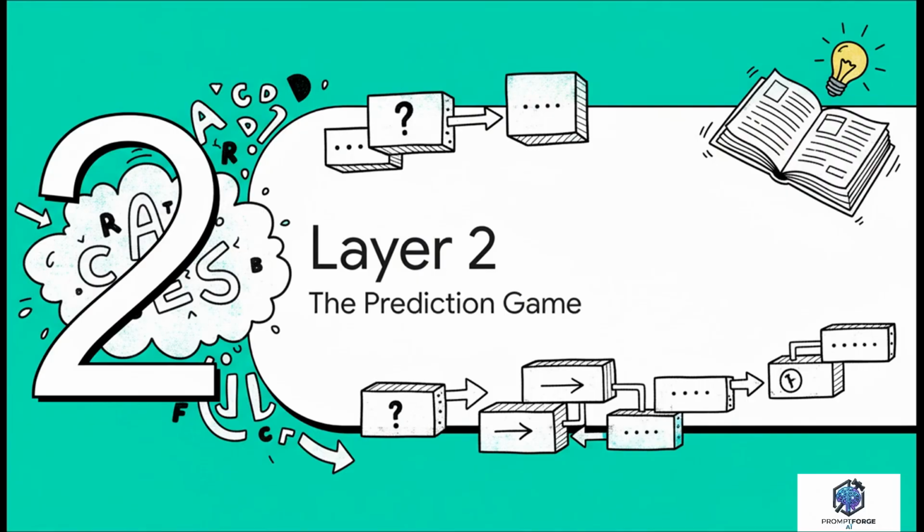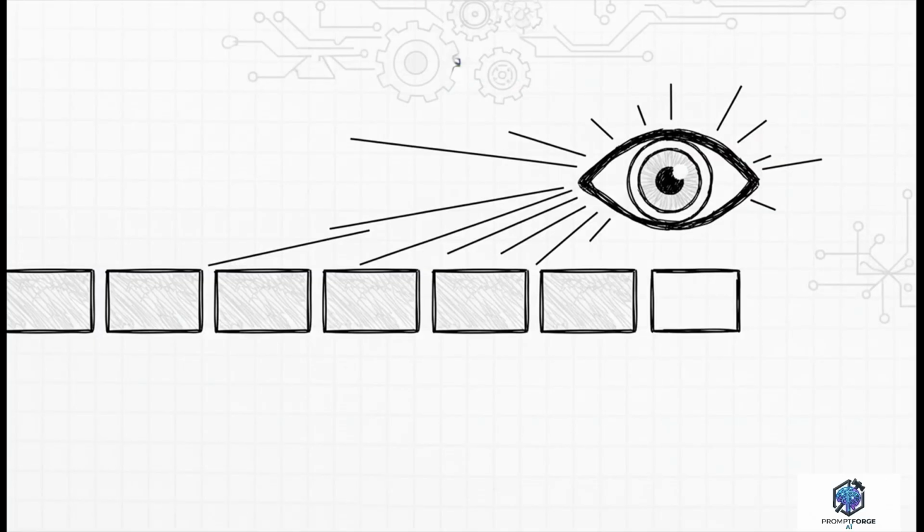Okay, so they're artists that create text. Cool. But how? How do they actually do it? How do they paint with words? That brings us to layer two. And honestly, the core job of an LLM is way simpler than you might think. This is it. This is the whole game.